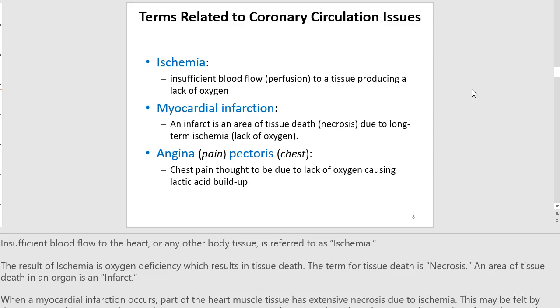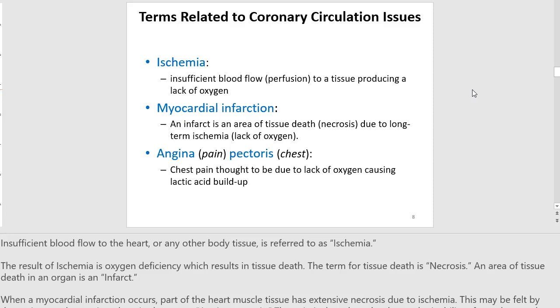A myocardial infarction is a region, or an infarct, of tissue death. Another name for tissue death is necrosis, and this necrosis is due to long-term ischemia. So a myocardial infarction means that the heart has an infarct, or an area of necrosis, because ischemia has occurred in a certain region. One of the symptoms of a myocardial infarction is angina pectoris.